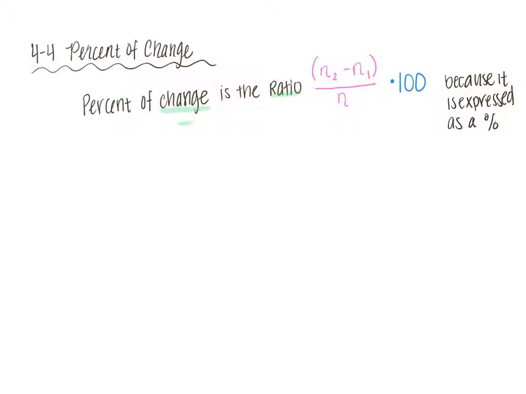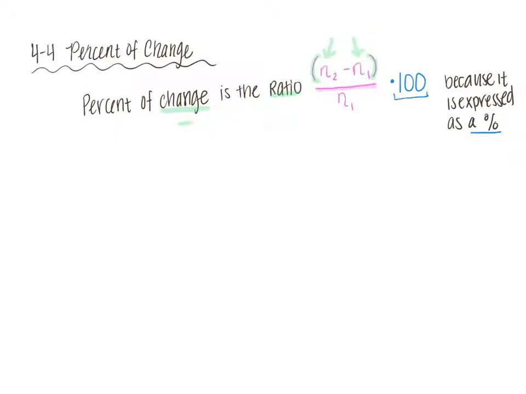So when I talk about percent of change, I'm going to end up finding the difference, that's this amount here in parentheses. The difference of the change, I'm going to take my newest amount and subtract my original amount. And then I'm going to divide this difference by the original amount. And then I have to multiply it by 100 because it's expressed as a percent, and a percent is 100. Let's look at just doing a quick example.